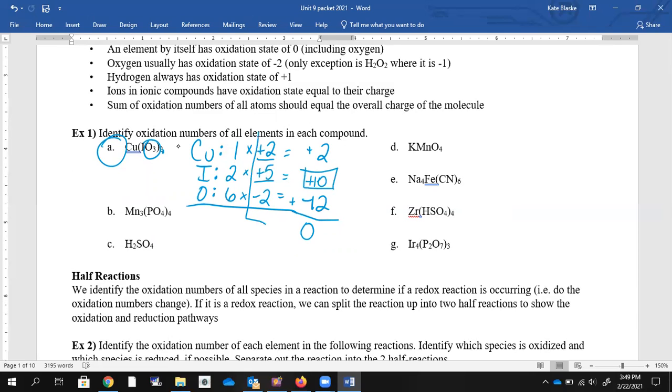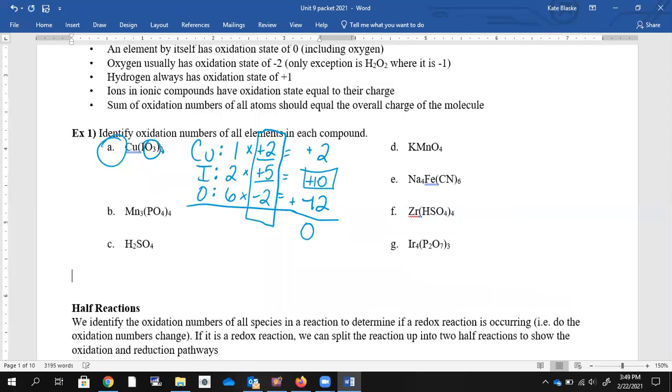So these are my actual answers. Copper is going to have an oxidation number of +2. Iodine is going to have an oxidation number of +5, and oxygen is going to have an oxidation number of -2. Now, I picked some pretty complicated ones to put in here, but we're not always going to be dealing with big, crazy compounds like this. If you look at C, this is sulfuric acid. This one might be a little bit closer to things that we would be dealing with more often.